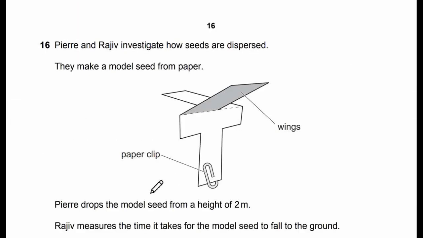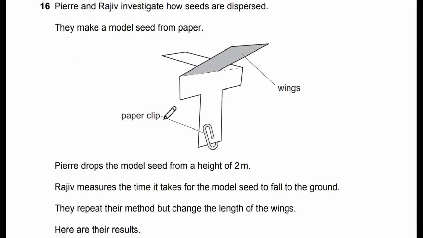Now, Pierre and Rajiv investigate how seeds are dispersed. They make a model seed from paper, wings, and a paper clip. Pierre drops the model seed from a height of 2 meters. Rajiv measures the time it takes for the model seed to fall to the ground. They repeat their method but change the length of the wing.